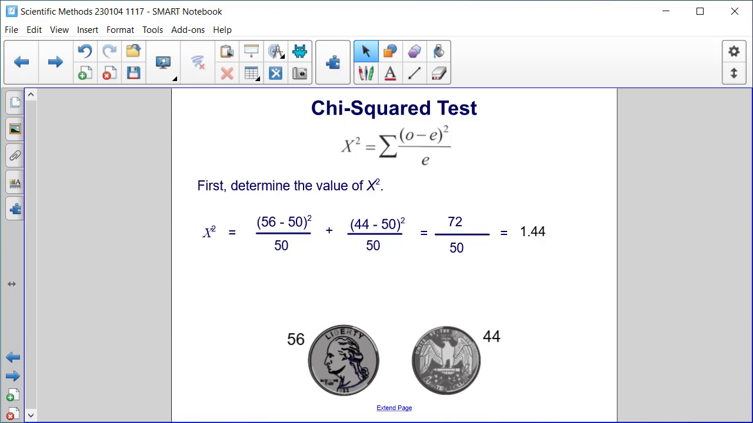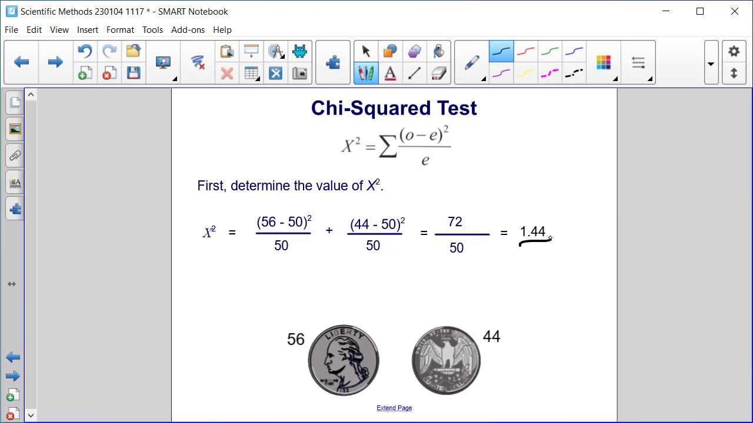So, for heads, there are 56 observed events. So 56 observed minus the expected 50 squared divided by the expected 50 plus, remember this is the sum of, the other observed result is tails, 44 minus the expected 50 squared over the expected 50. This is 72 over 50. 1.44 is our value for chi-squared.